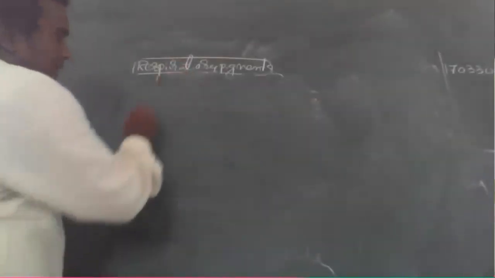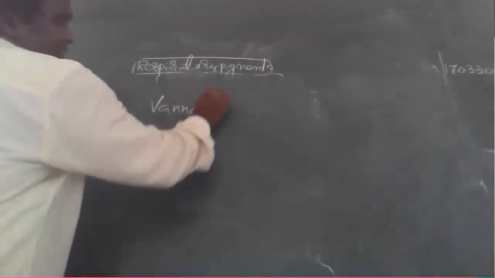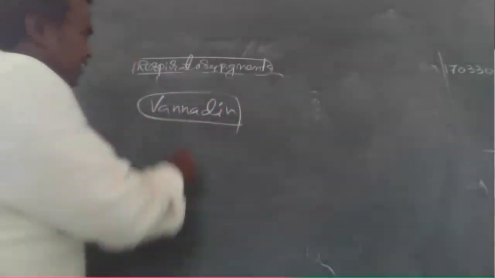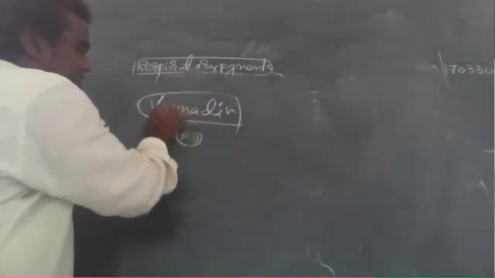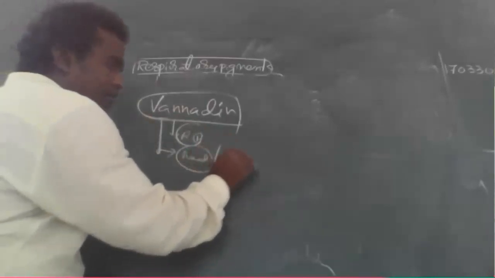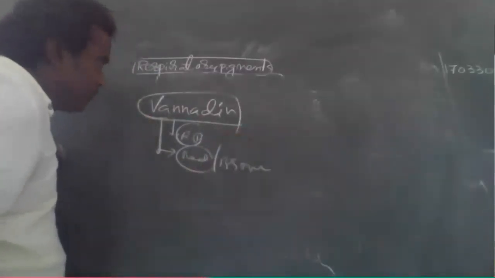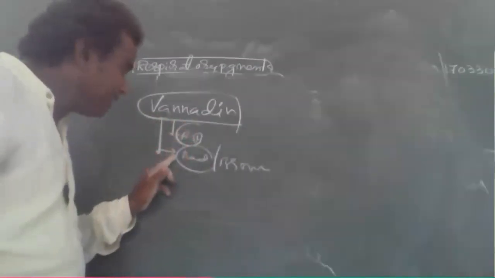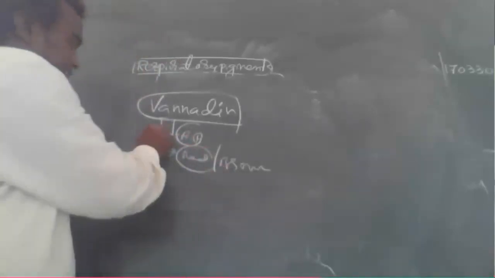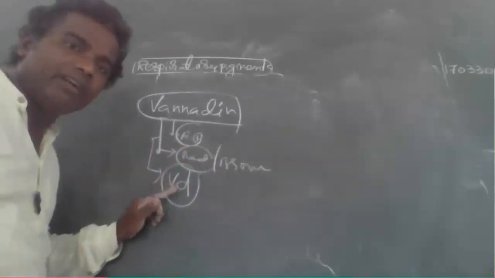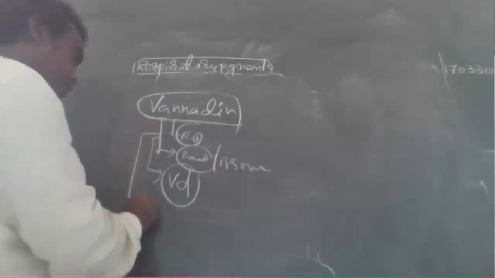Next respiratory pigment, that is vanadin. Okay, so this vanadin is a respiratory pigment. Which color blood? It is also red color blood, or red or brown color blood. So it is a respiratory pigment which contains red color blood. Vanadin contains the vanadium element. Which element? Vanadium element is present.